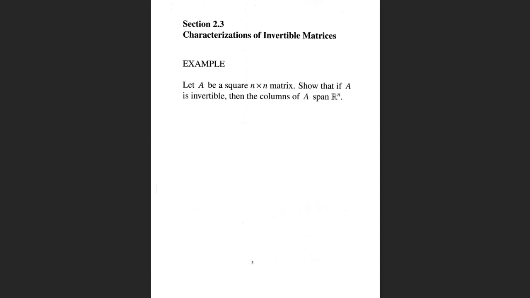All right, so let's take a look at this. We're told that we have a square matrix. Anytime we're talking about invertible matrices, we have to be talking about n by n square matrices. And we want to show that if A is invertible, then the columns of A span R sub n.